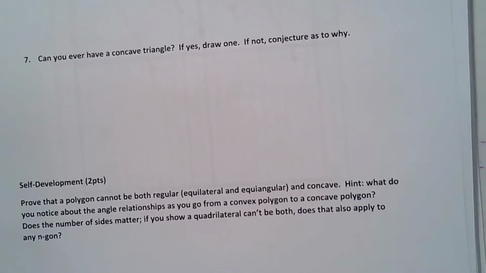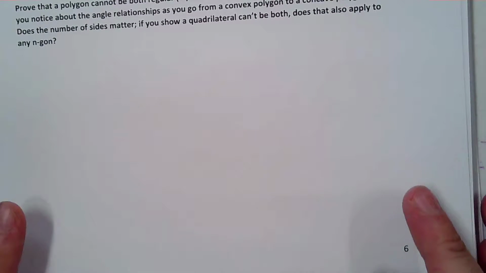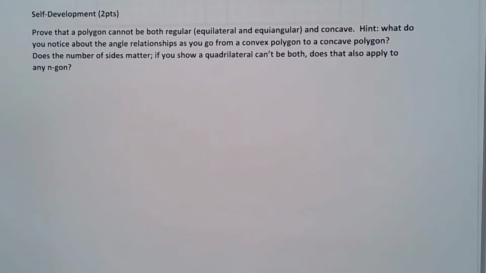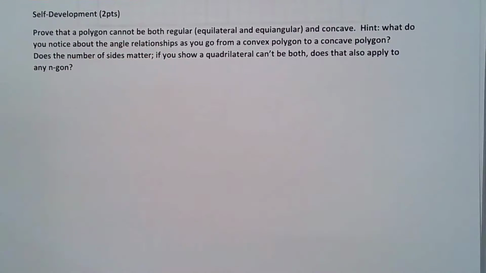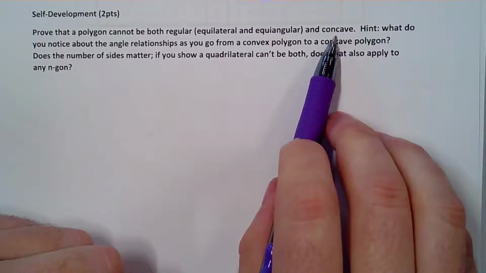Number 8 is self-development. It says for 2 points. And again, self-development is optional. You need 10 points before the end of the year. Get them where you want them. It says prove that a polygon cannot be both regular, remember equilateral and equiangular, and concave. So all the sides are the same, all the angles are the same, the internal angles, right? Why can't it also be concave?